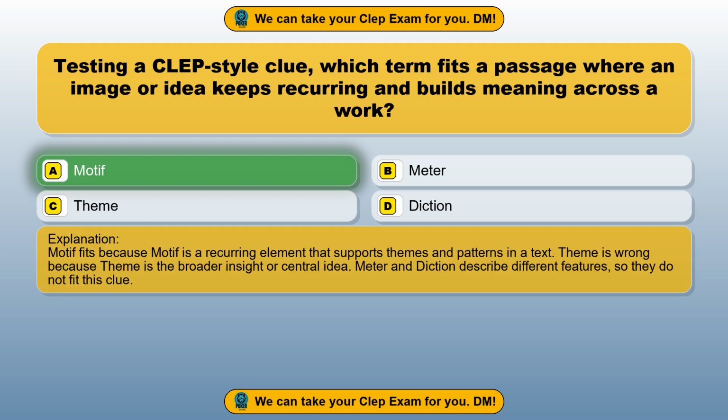Motif fits because motif is a recurring element that supports themes and patterns in a text. Theme is wrong because theme is the broader insight or central idea. Meter and diction describe different features, so they do not fit this clue.